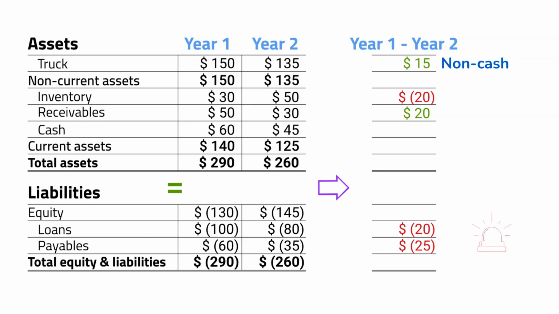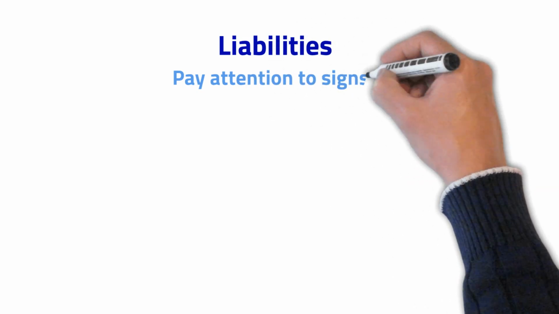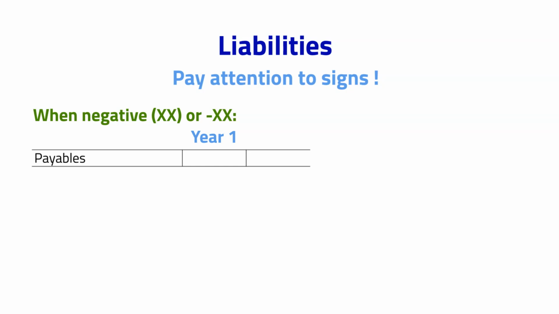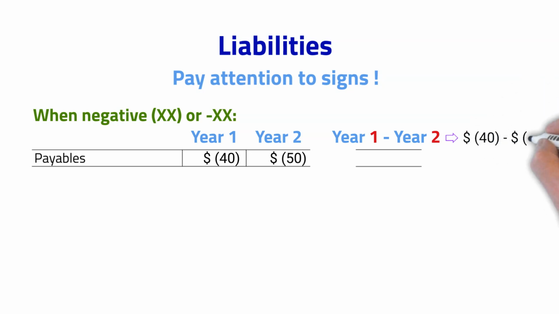Here you need to be careful with one point. If the liabilities are recorded as negative numbers, you deduct current year from the last year. For example, with payables of 40 in the last year and 50 in the current year, you deduct minus 50 from minus 40. Then you will get to the plus $10, as a minus on minus results in a plus.